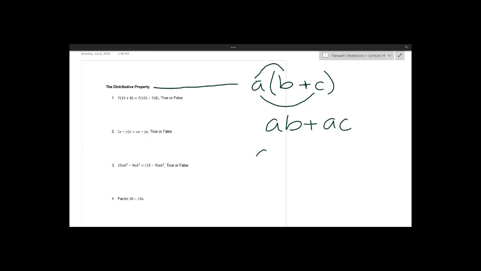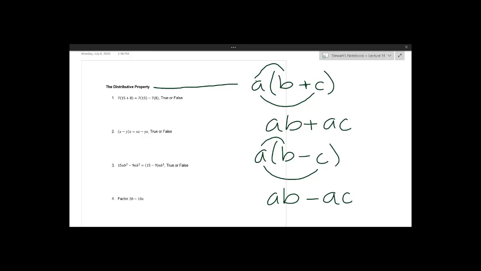It's very similar if you had A times B minus C. Once again, you distribute via multiplication that A to the other two variables inside. So you're left with AB and AC again. However, there's a minus sign in the middle, so you keep that minus sign in between them at the end.